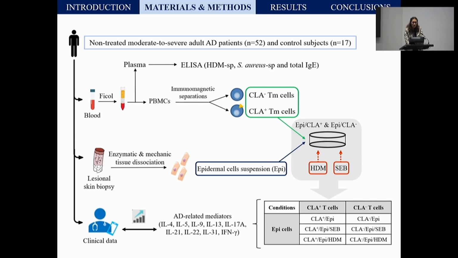From blood, we isolated plasma that we used to measure house dust mite and Staphylococcus aureus specific as well as total IgE levels. From peripheral blood mononuclear cells, after several rounds of immunomagnetic separation, we obtained CLA positive and negative memory cells.